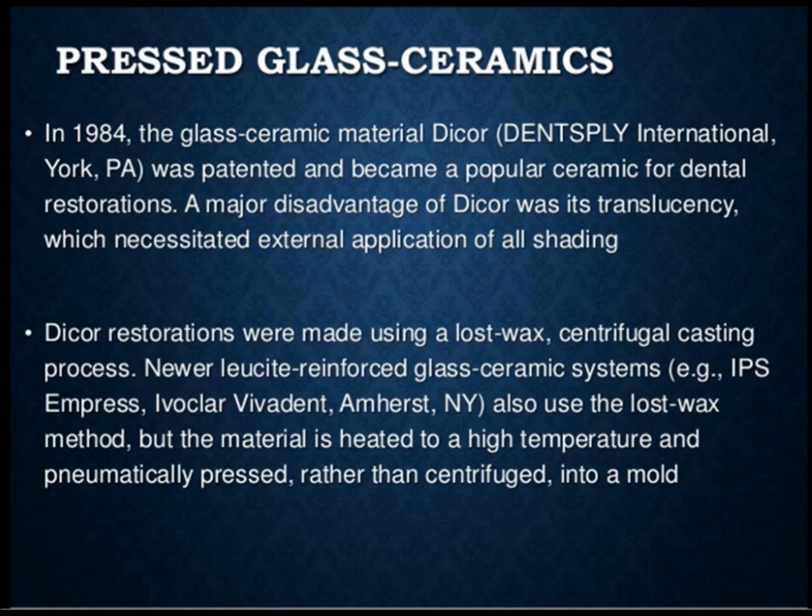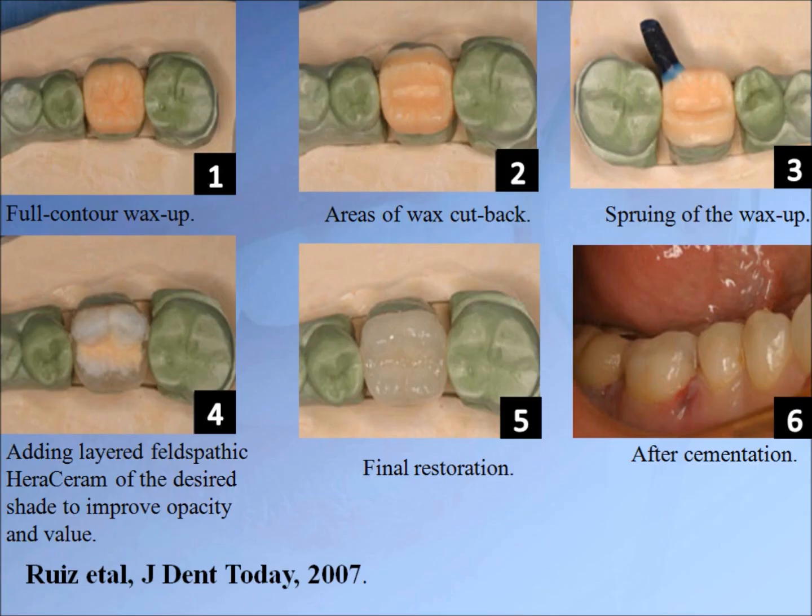Pressed glass ceramic. In 1984, the glass ceramic material Dicor was introduced and became a popular ceramic for dental restoration. A major disadvantage of Dicor was its translucency, which necessitated external application of all shading. Dicor restorations were made using a lost wax centrifugal casting process. Newer leucite reinforced glass ceramic systems also use the lost wax method, but the material is heated to high temperature and pressed rather than centrifuged into a mold.